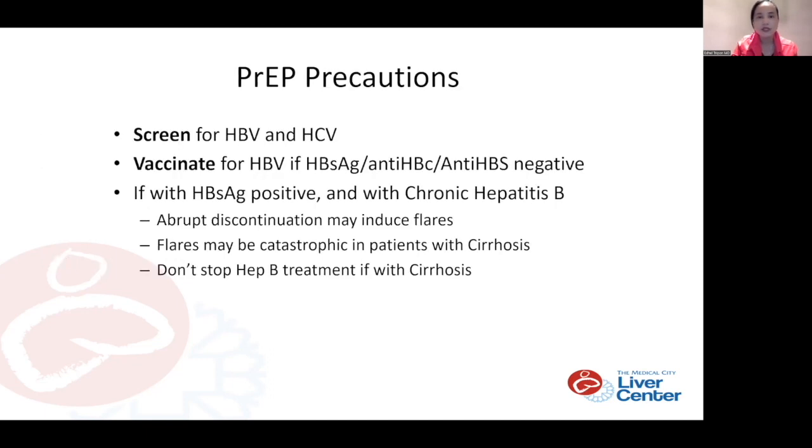So for our pre-exposure prophylaxis precautions, always screen for Hep B and Hep C when you do this. Vaccinate for hepatitis B if still anti-HBs negative. If S antigen is positive, with chronic hepatitis B, advise them that abrupt stopping of their PrEP, if they're not on Hep B management yet, could cause flares, and flares may be catastrophic and even fatal in patients with baseline liver cirrhosis. And in fact, you should not stop hepatitis B treatment in patients with cirrhosis.